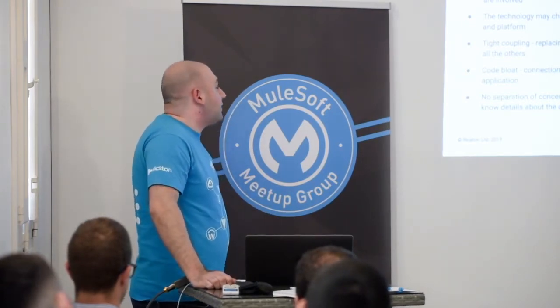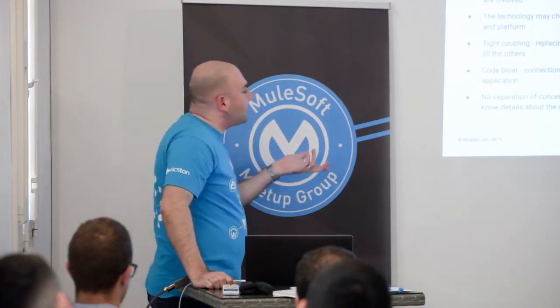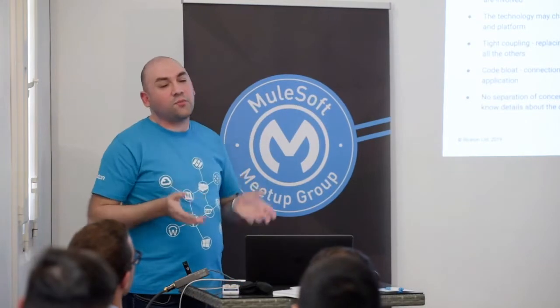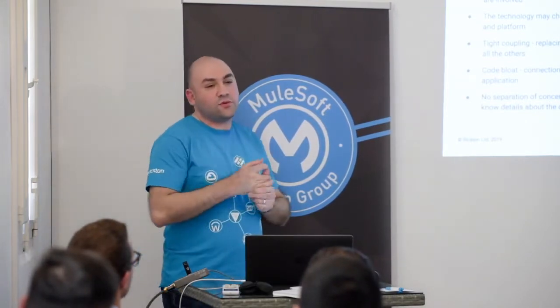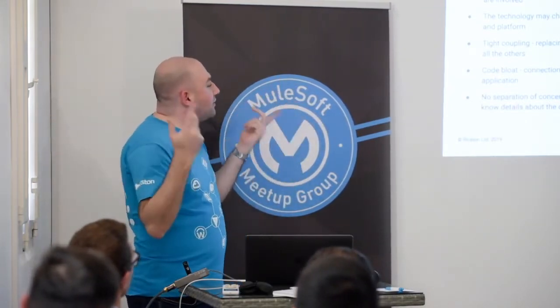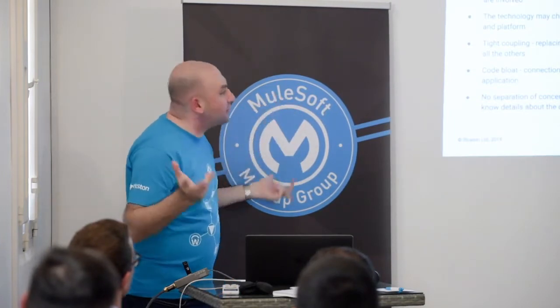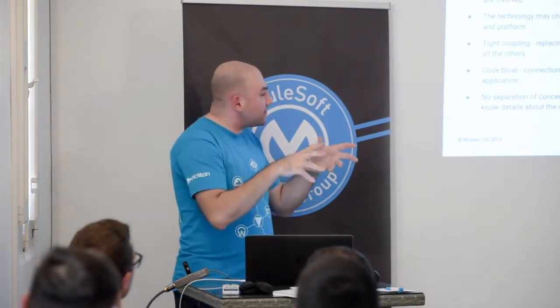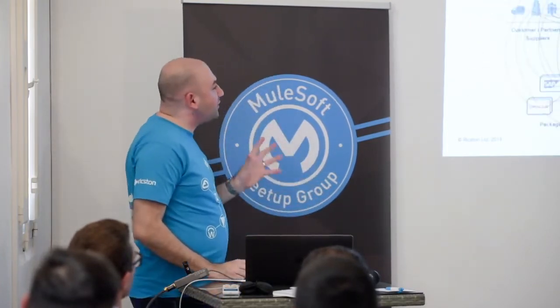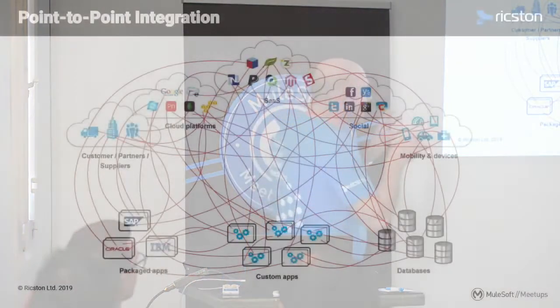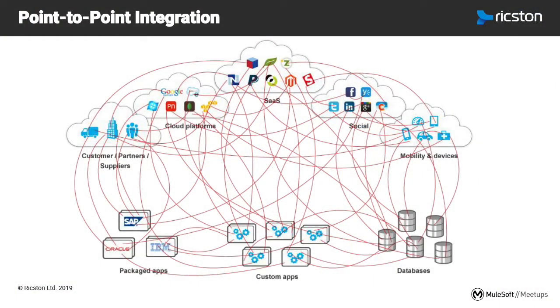Another annoying thing is that there's no separation of concerns, because you want your application to do one job. You don't want it to be concerned with every other application and how to connect to every other application. It's outside its remit. So that's point-to-point integration. With point-to-point integration, you end up with something like this. You have these many connections. It's a spaghetti way of connecting things, and it's not really maintainable.